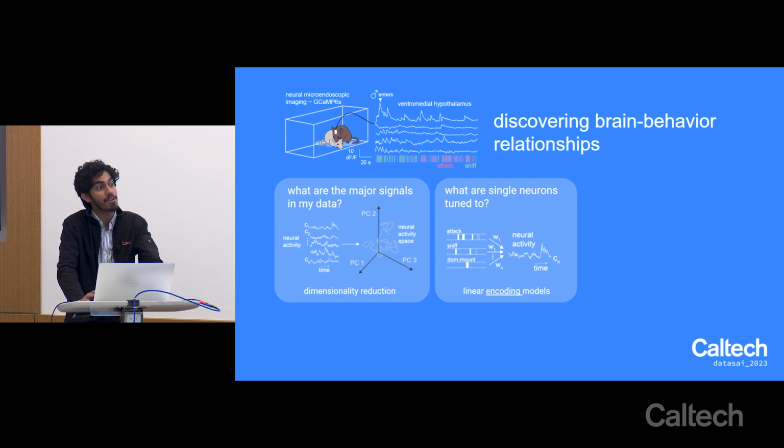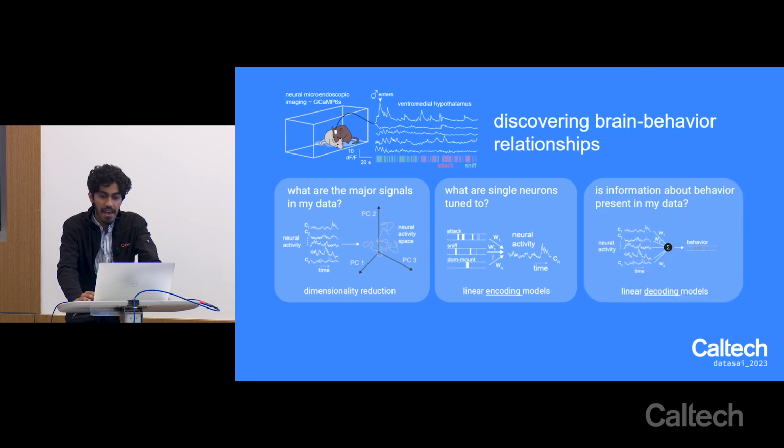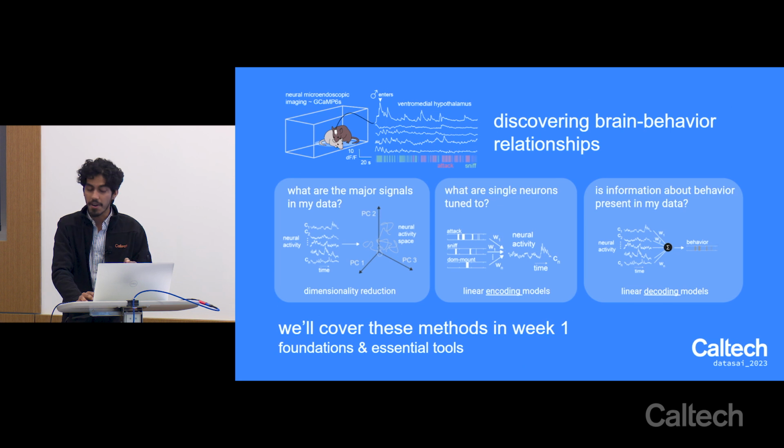And for that, we're going to talk about linear encoding models. And you could also ask, is there any information about behavior at all present in all of my data? And this is where linear decoding models come in. And these three pillars are what we'll cover in week 1 in our foundations and essential tools section. We'll cover some of this today. You'll cover lots of this on Wednesday with the folks from the Kirchland lab. We'll cover lots of this as well on Wednesday as well as on Friday, right? So we're going to go through these very basic questions first.